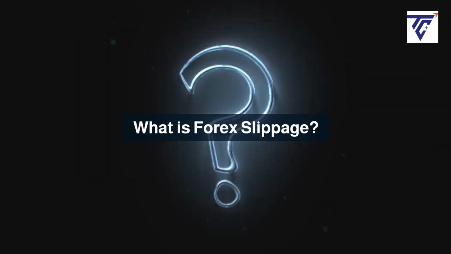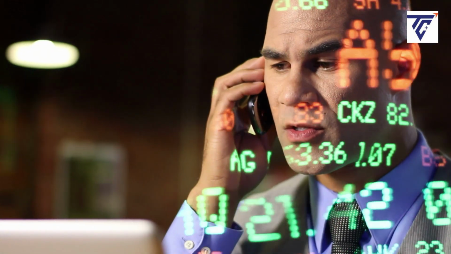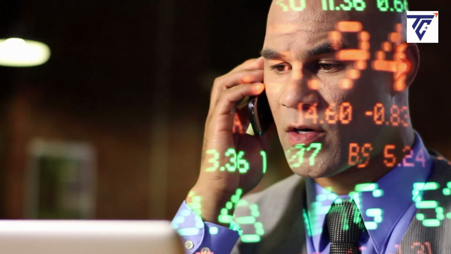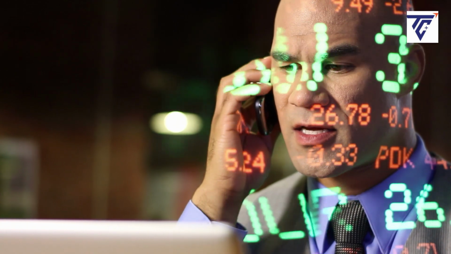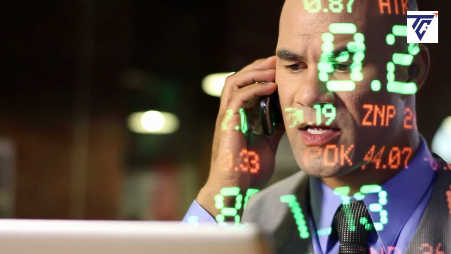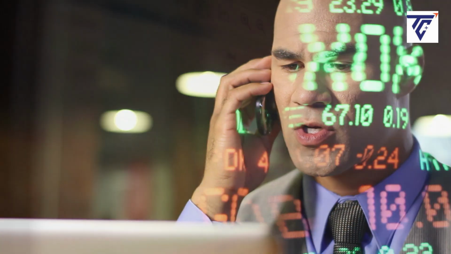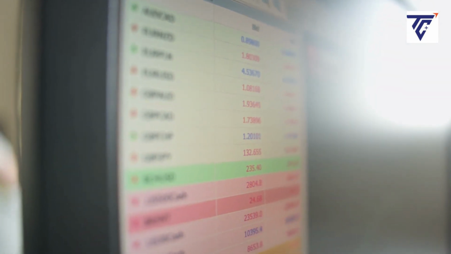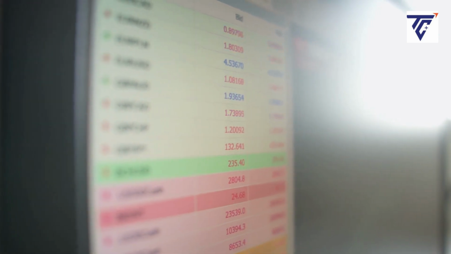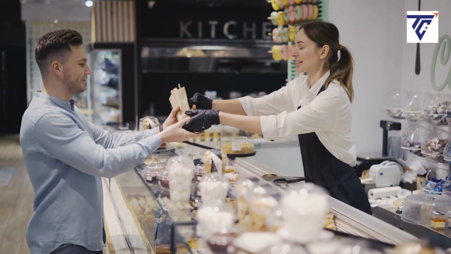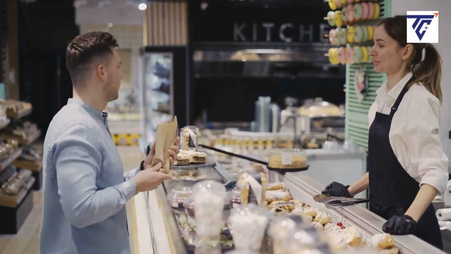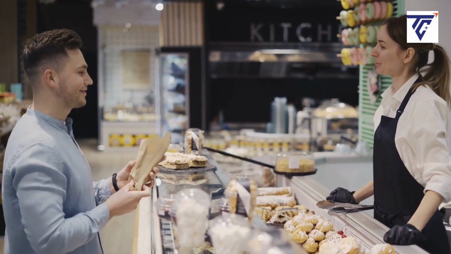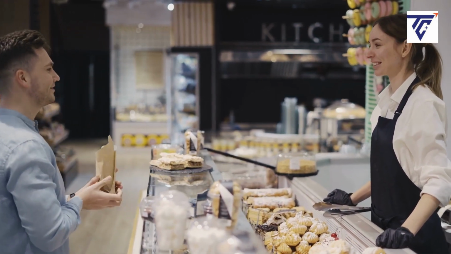What is Forex slippage? Imagine this. You see a hot deal on EUR/USD, hit that buy button at 1.2000, but your order fills at 1.2003. That difference, my friend, is slippage. In simpler terms, slippage is the gap between the price you request for a trade and the price it actually gets executed at. It's like attempting to buy a candy bar for $1, only for the cashier to inform you, sorry, the price just increased to $1.02. Not the best situation, right?